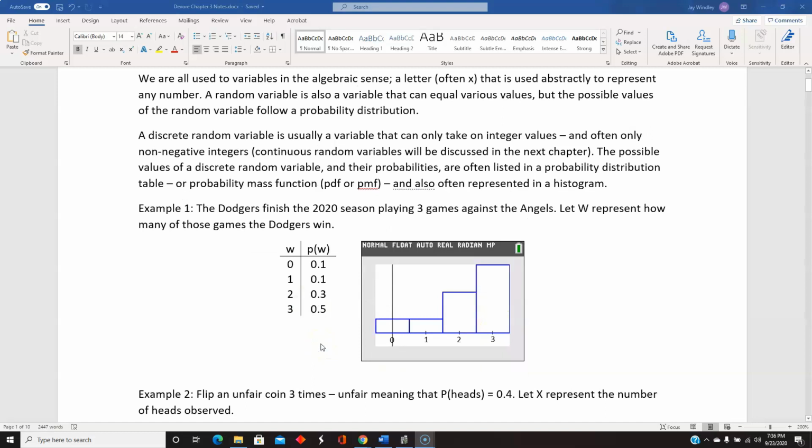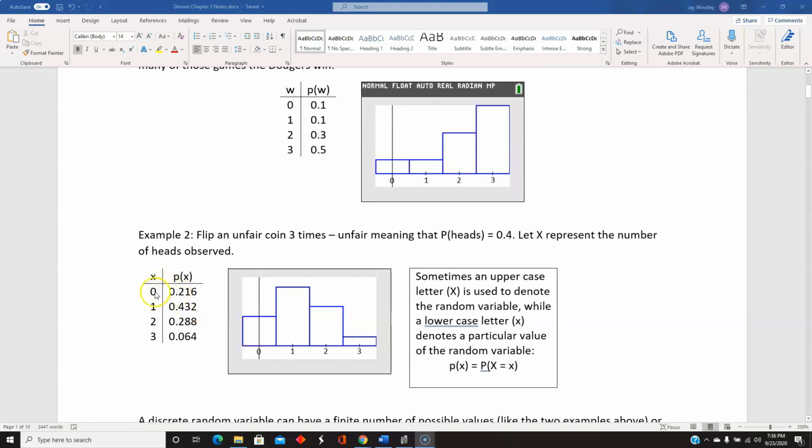Here's another example that we're going to come back to several times in this lecture. Suppose you flip an unfair coin 3 times. By unfair, we mean that the probability of heads is only 0.4, meaning that the probability of tails is 0.6. And let X represent the number of heads you observe in the 3 flips. So again, you could get 0 heads, 1 head, 2 heads, or 3 heads. And here are the probabilities associated with each of those things occurring. So the random variable X will equal 3 about 6% of the time, but it will equal 1 about 43% of the time. And here's a histogram showing the distribution of those probabilities.